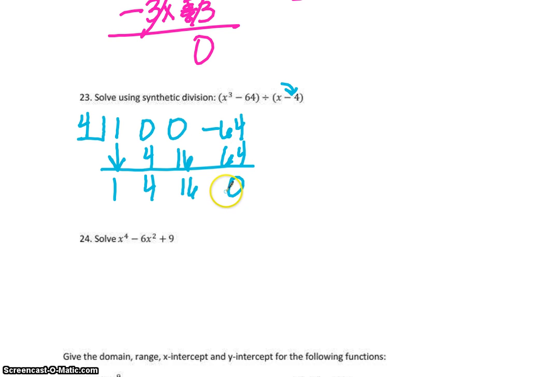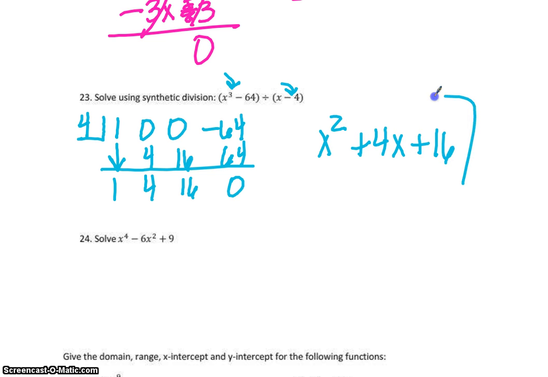The 0 here means there is no remainder. Since my problem started with x to the third, my answer will start with x squared. So that becomes 1x squared plus 4x plus 16. And that is my answer.